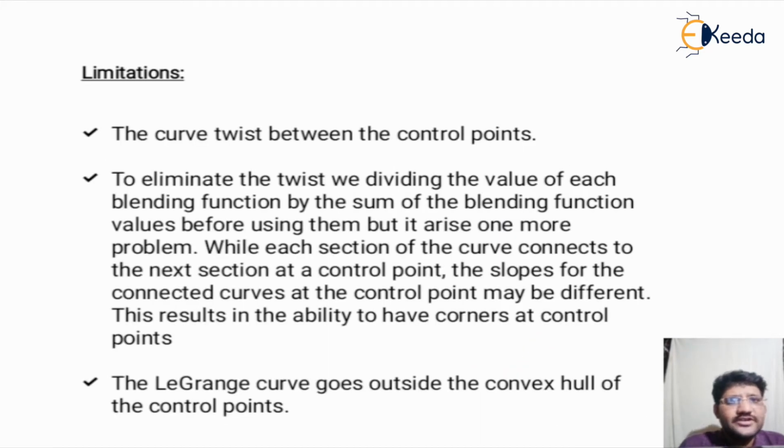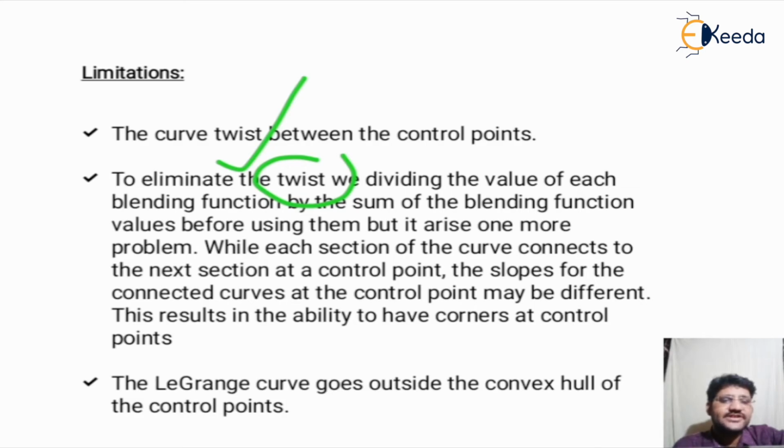Now there are a few limitations of Lagrange interpolated curves. First, the curve obtained in the Lagrange method twists between the control points. Second, to eliminate this twist, we divide the value of each blending function by the sum of the blending function values before using them, but it raises one more problem.